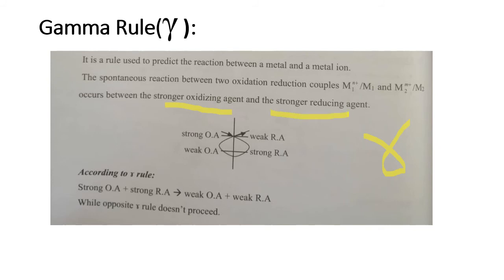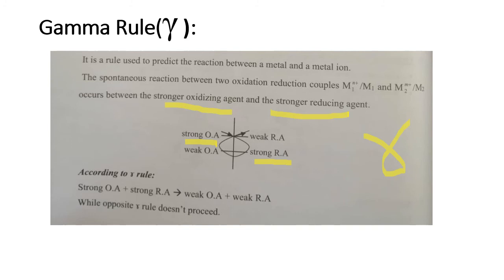It means according to this axis, I make the gamma rule on the axis, I see that the strong oxidizing agent reacts with this strong reducing agent and not the opposite. I can't say that the reaction occurs between these two weak reactants. Okay, the reactants are the strong oxidizing agent with the strong reducing agent. It means I apply the gamma rule on the axis and then I write strong oxidizing agent plus strong reducing agent gives weak oxidizing agent plus weak reducing agent, while the opposite of the gamma rule doesn't proceed. We cannot work on the opposite. You make the gamma rule and then you see which are the strongest ones that will react with each other.